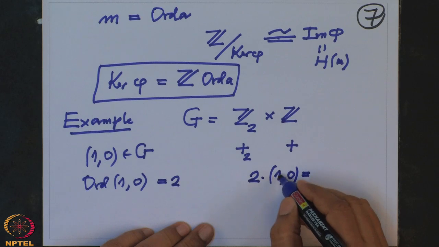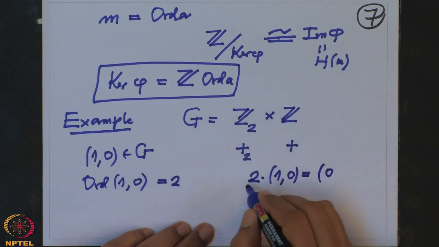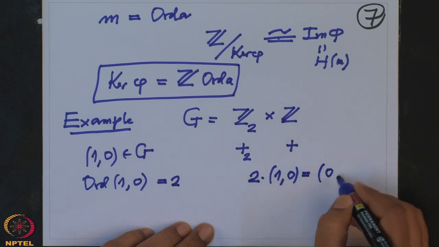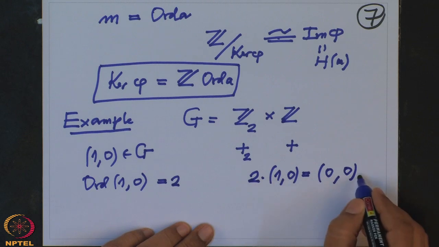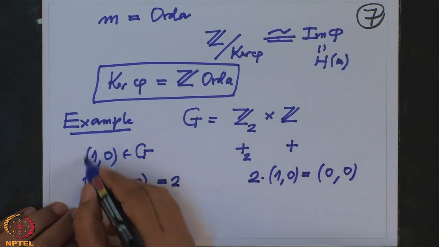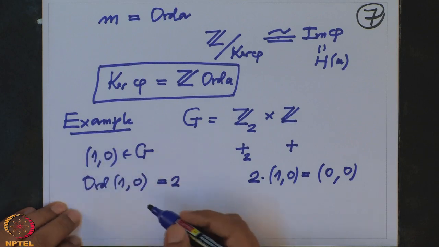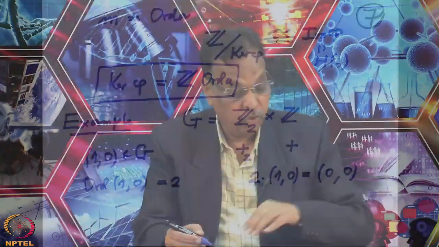So, this is 1 plus 1, but it's a modulo 2 operation. So, the first component is 0 and the second component is 2 times 0, that is 0. So, 2 times that element is 0 and this element is non-zero. This element is not the identity element because the identity element of the product group is the identity in each component.